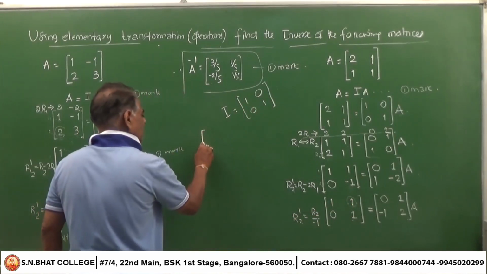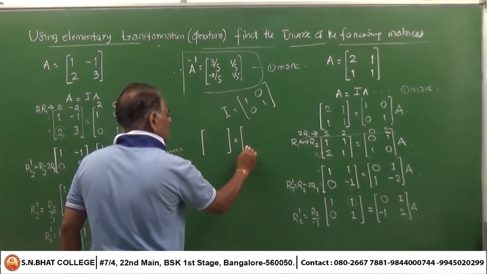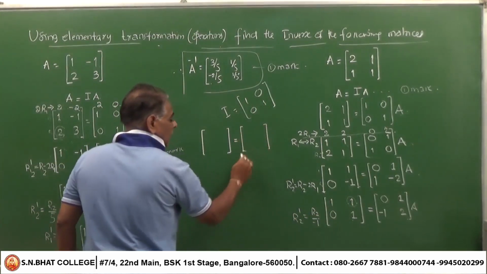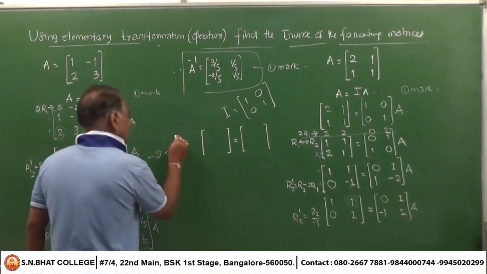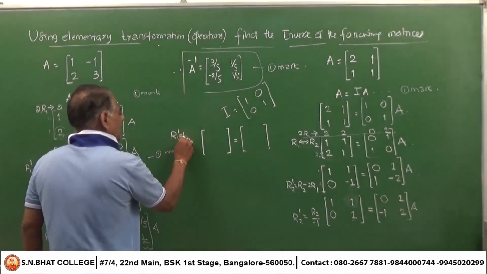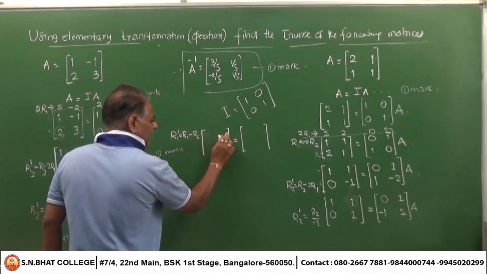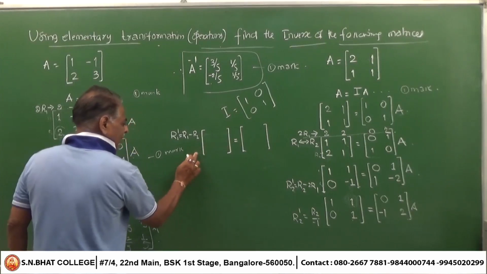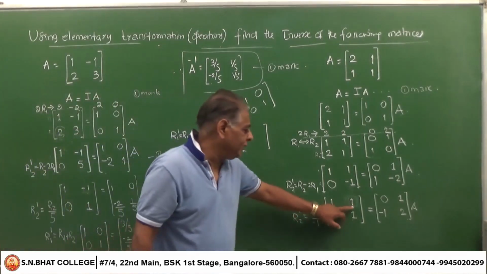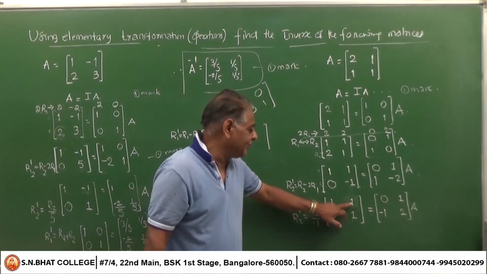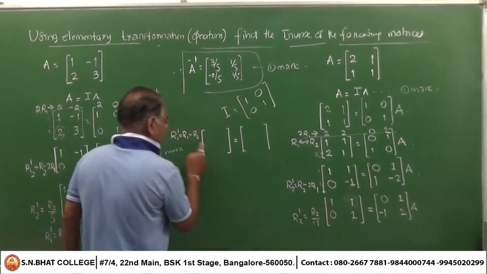I will write here. To make this element to be 0, this is in R1, therefore R1 dash is R1 minus R2. See, I am writing this row operation in the first line only. R2 means you have to write here, R2. Why am I doing R1 minus R2? To make this element 0, this minus this becomes 0. You have to write it in R1. Next, R1, this is R2.